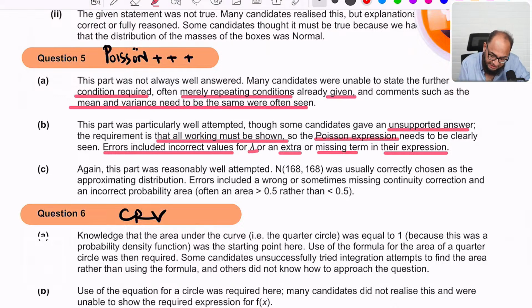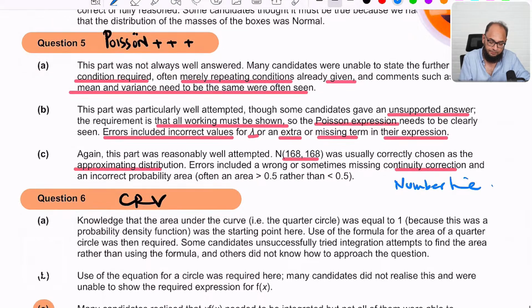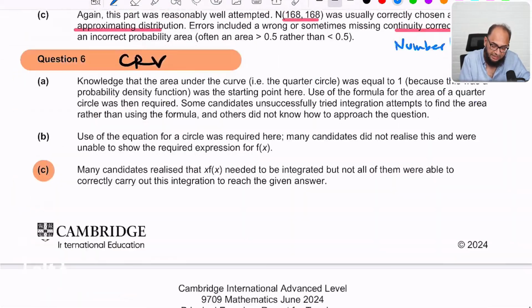Again, this part was reasonably well attempted, usually correctly chosen as the approximating distribution. Errors included a wrong or sometimes missing continuity correction. So what needs to be done? Draw a number line. The proper way is the number line, and no compromise on that. So now question 6 and question 7 are left.